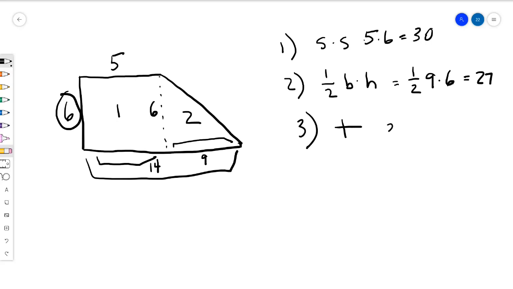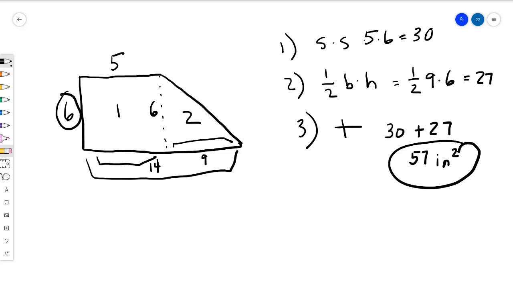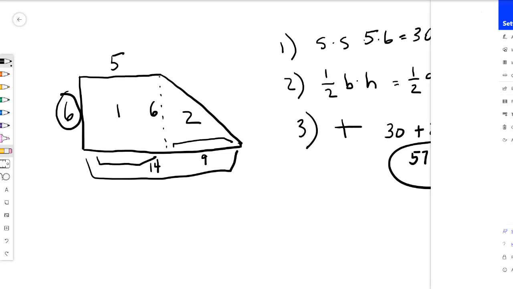So my last step is just to add up 30 plus 27, and that's 57 square units. If it were inches, it would be square inches. That's how you find the square area of this type of shape, which is like a square rectangle fused onto a triangle. Not hard, just takes 3 steps.